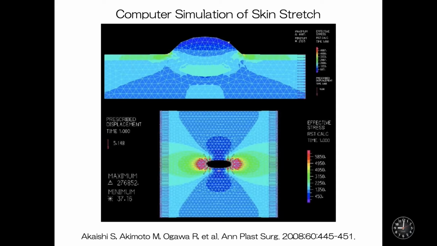So this is a computer simulation of skin stretch. When we stretch skin horizontally, the high tension area lies on the edge of the keloid, because the stiffness of the keloid is hard, so it cannot release tension. So in the adjacent skin, the tension increases.